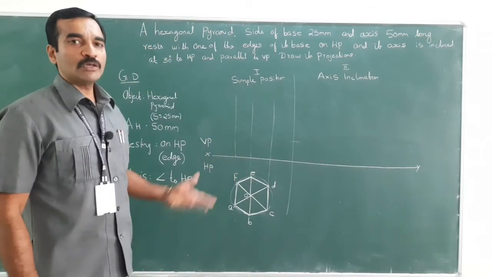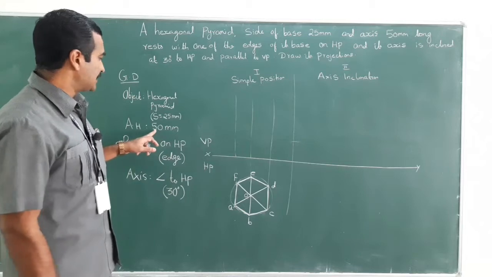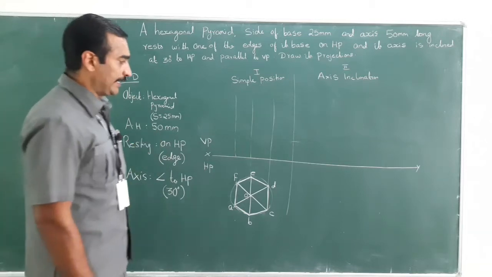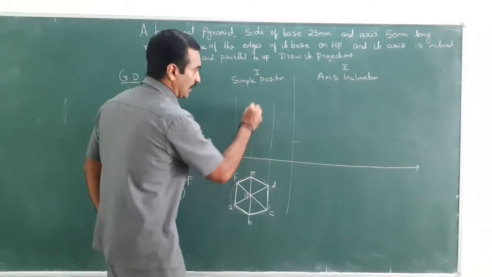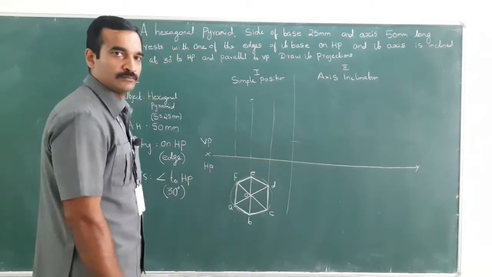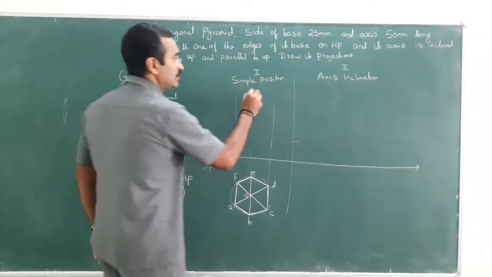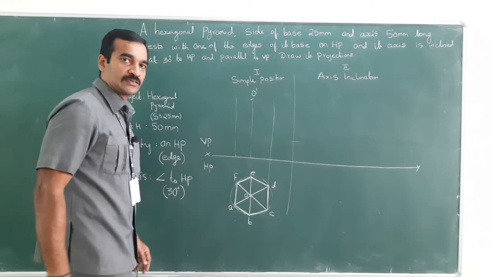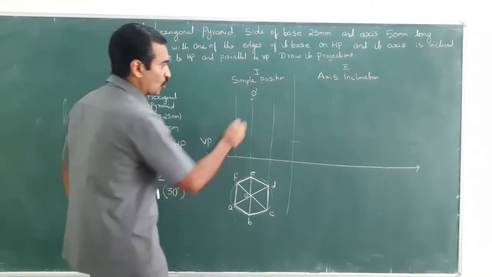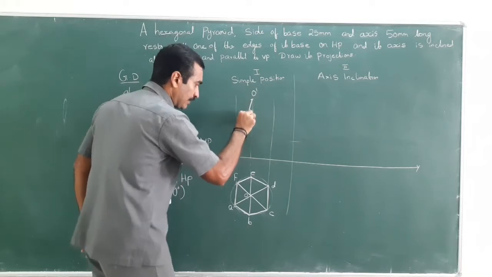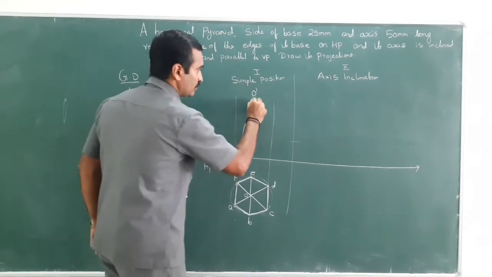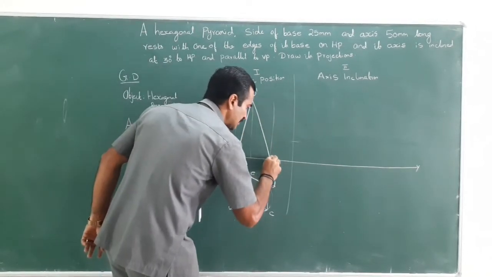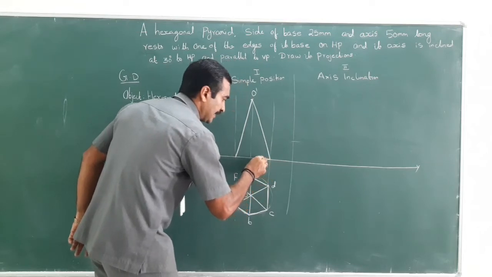Right. What about the axis height? The axis height is 50 mm. Therefore, take 50 mm from the reference line, cut an arc. Right. Now, this could be O dash. That is the apex. So the boundary can be closed, right? So I am going to close the boundary. We are drawing the inclined lines because these are slant edges.